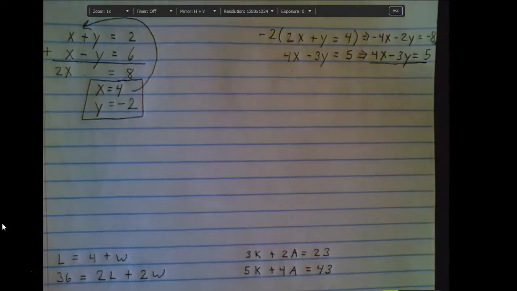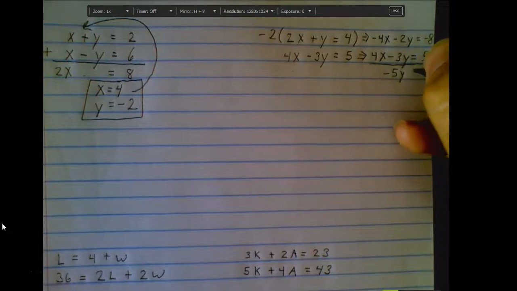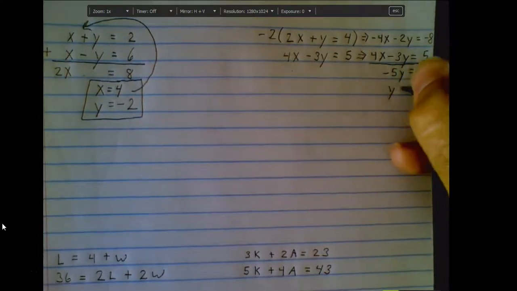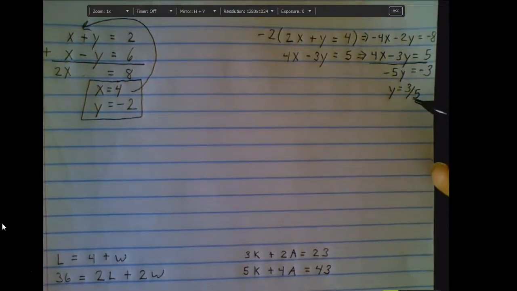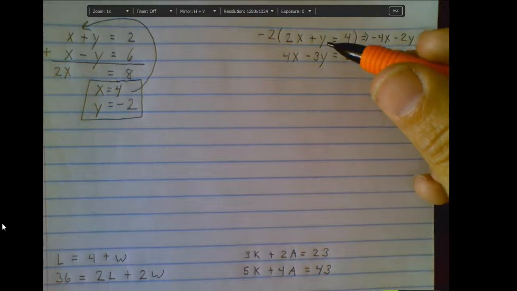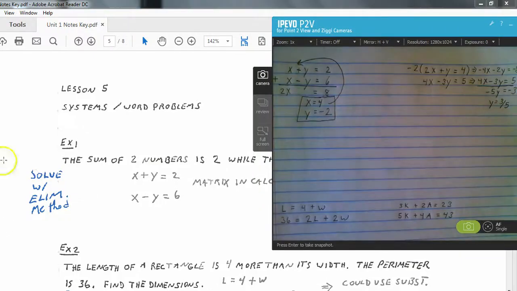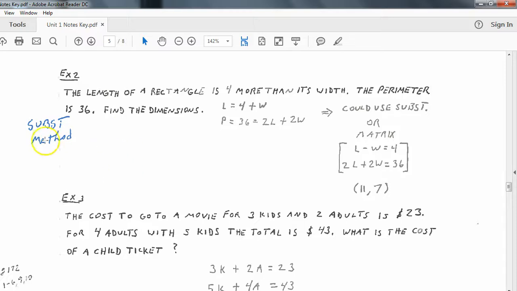And so now I'm just going to add those equations straight down. I get a negative 5y here. I get a negative 3 here. And so my first answer would just be 3/5. And then I can go ahead and sub that back into either here or here in order to get my second solution. So let me move on to the next part of the notes here. So that was the elimination method. On this one, we're going to use the substitution method. So first things first, we got to come up with the proper equations to use.